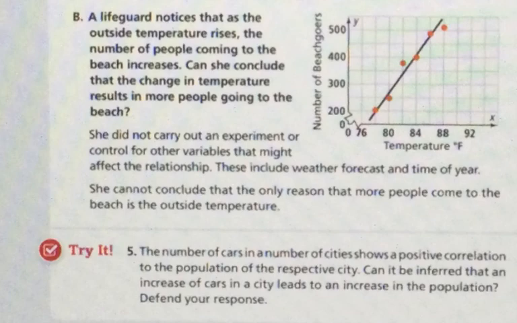It feels better? Okay. What about more people go to the beach because they don't have school in the summer? So could the increase be due to no school, so more people are there? We don't know for sure, right? There's all these other factors that could play into it. So she can't conclude the only reason more people come is because of the temperature, because she didn't do a full-on experiment to control that.